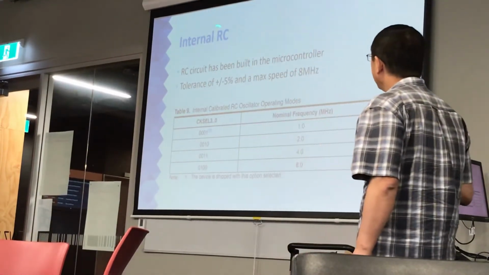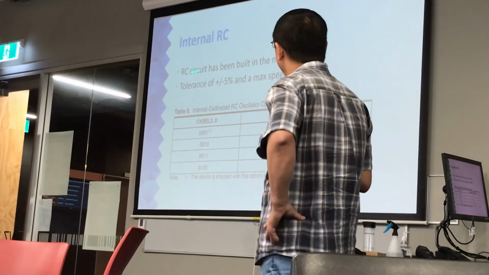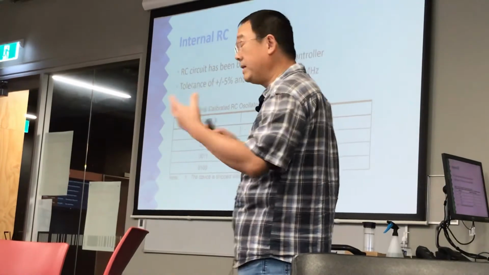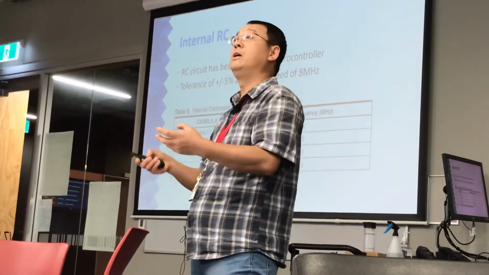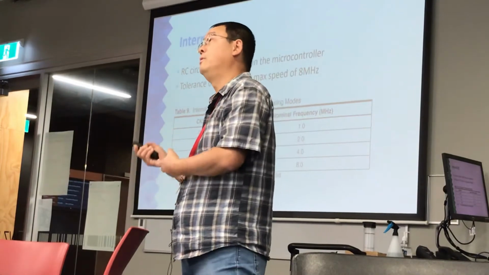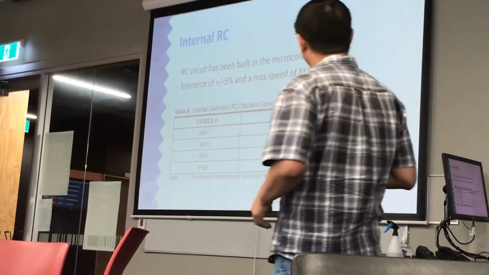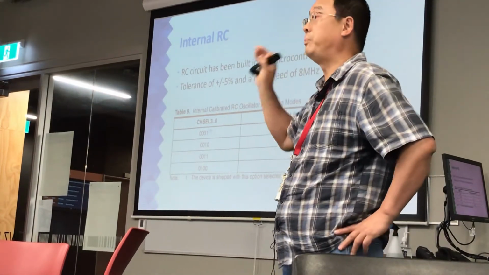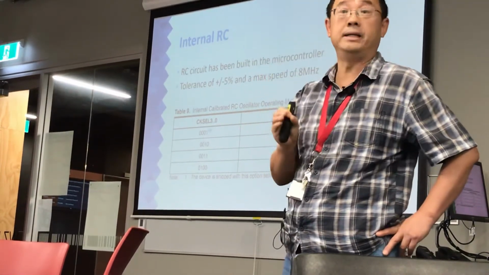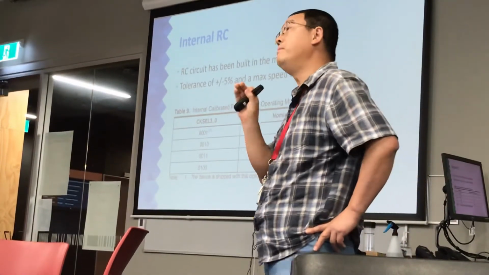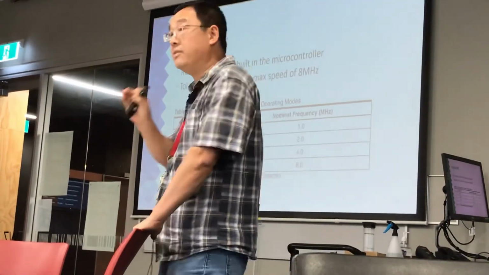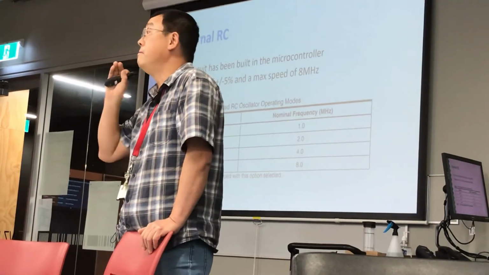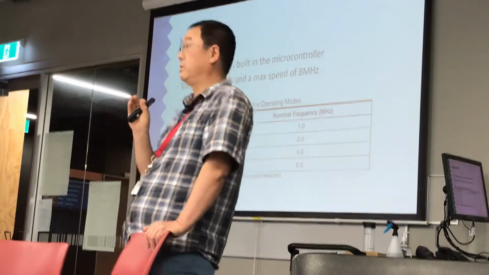This internal RC clock has very low accuracy too, as I said. It doesn't really matter whether it's an internal or external RC clock, their problem is low accuracy. The internal RC clock's maximum speed can go up to 8 megahertz. But all microcontrollers by default set the internal clock to 1 megahertz. Okay, you've got to remember that.